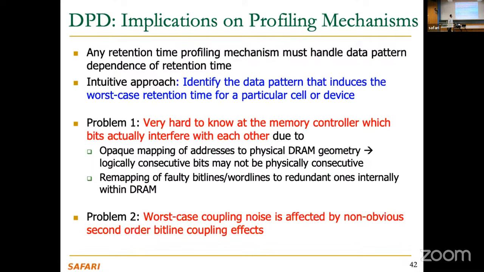So the worst case coupling noise can be caused by some non-obvious things, like bit line coupling effects in the second order.